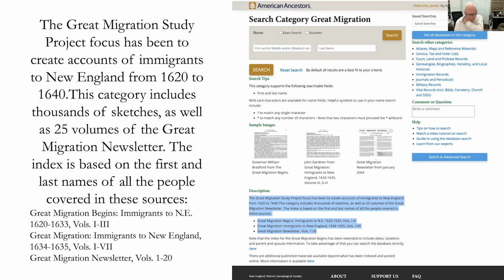So basically, if you have ancestors that you believe arrived in any of the New England states, now states in the United States, then it would behoove you to get involved with doing some research in the Great Migration, so you can find out. If your people do not show up, I would suggest that you need to do some more research, because this is an exhaustive study.